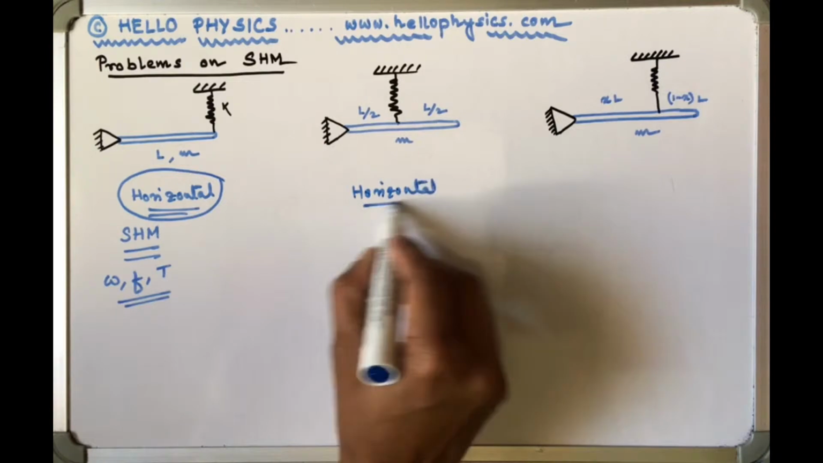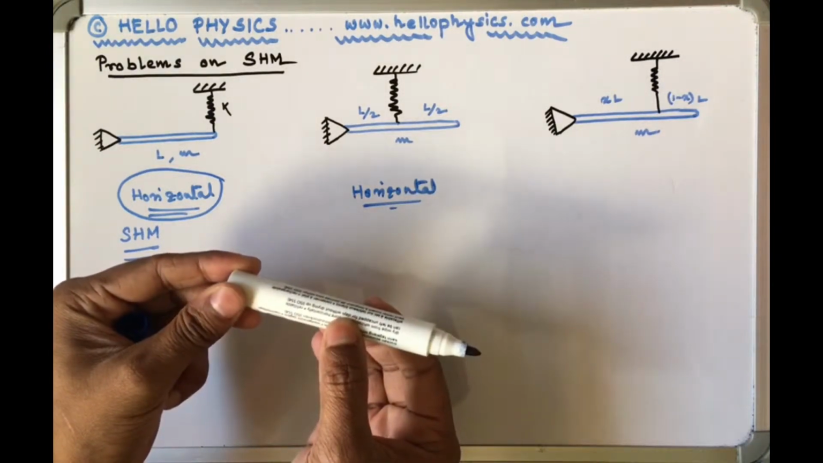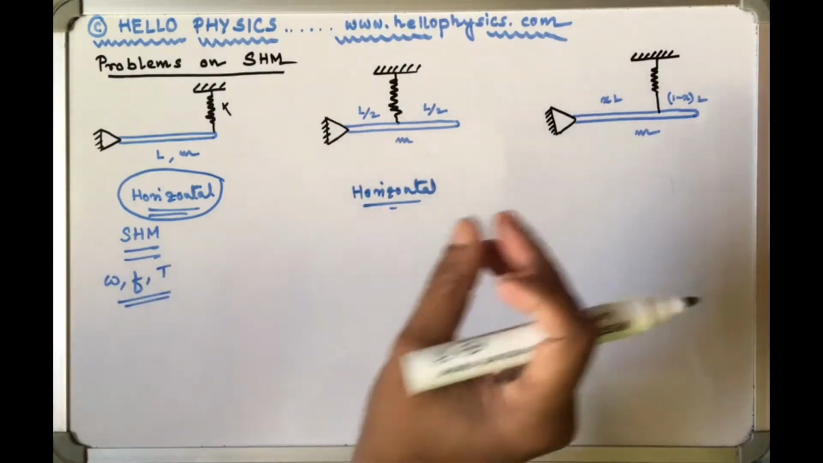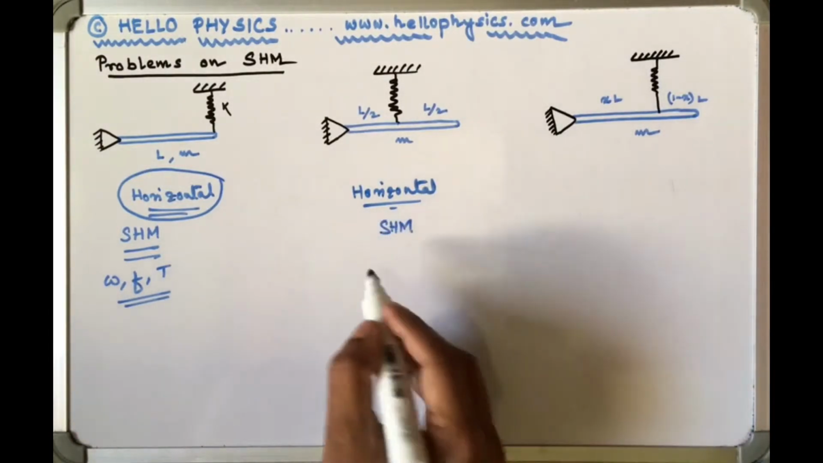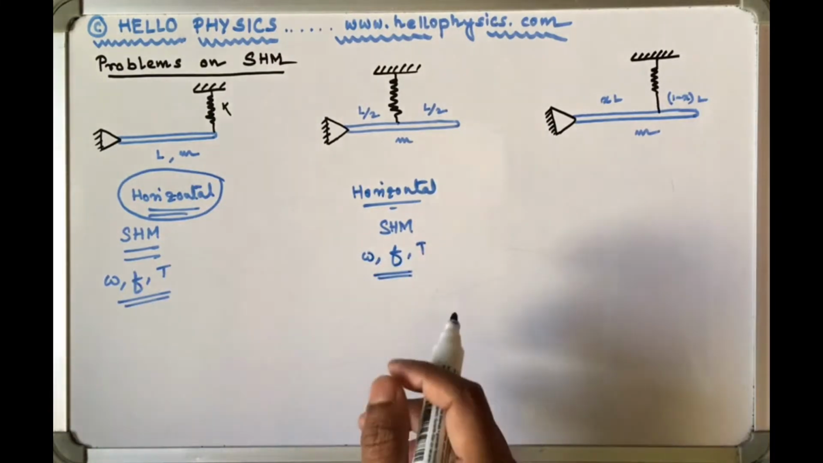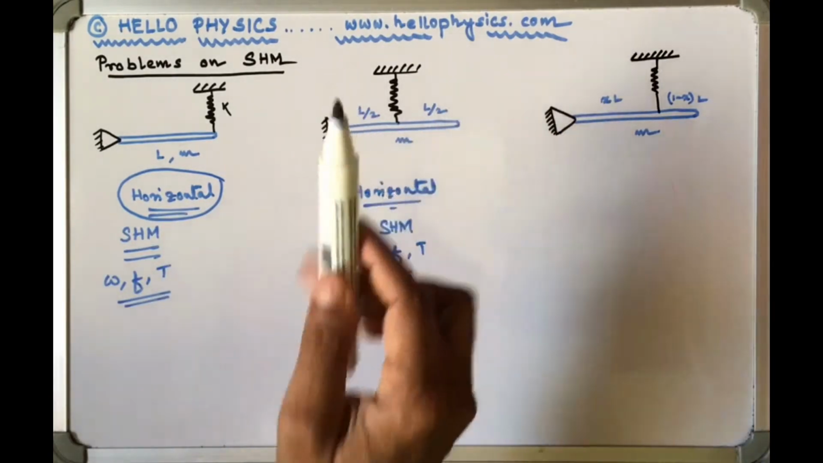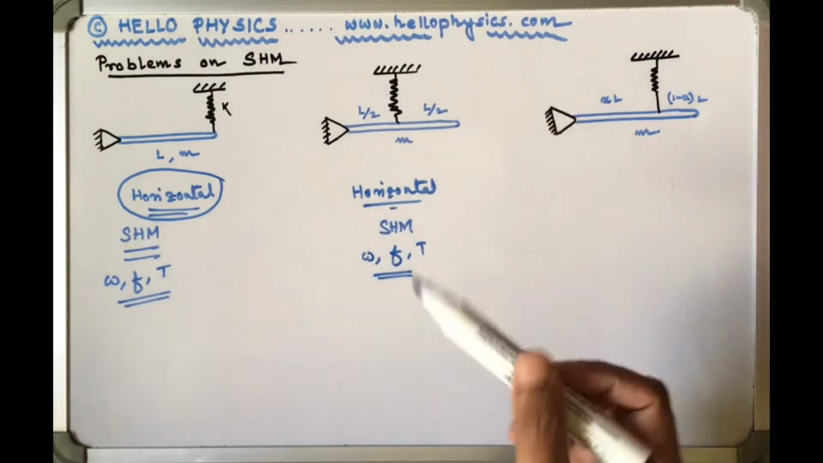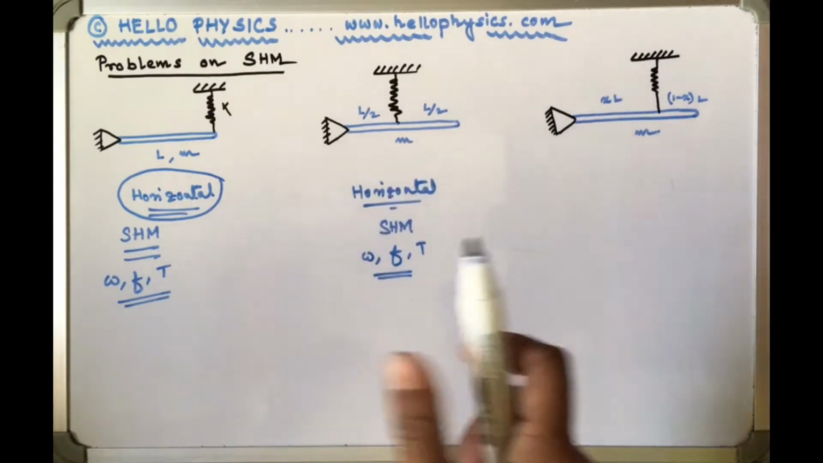Then the rod is given a small disturbance like this, either downwards or upwards. You have to find out that once the rod is released, whether it would undertake SHM, and if it does, find out what is omega, what is F, and what is T. Same as the first setup. Only difference is the spring has been moved. Once you have solved these two problems, then comes the third case, which is an extension of these two problems.